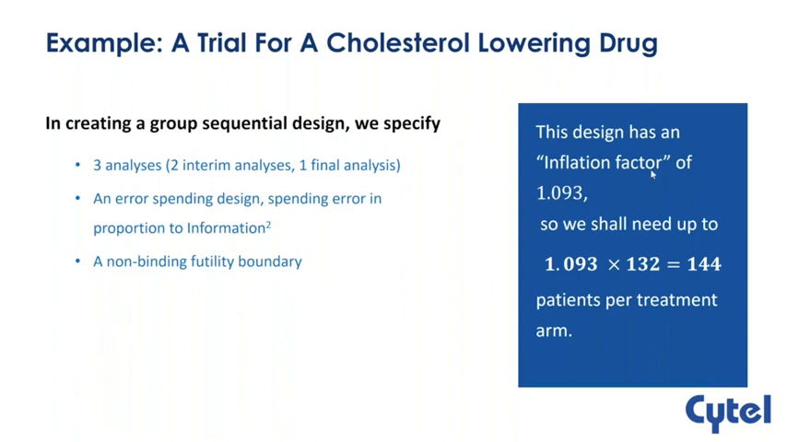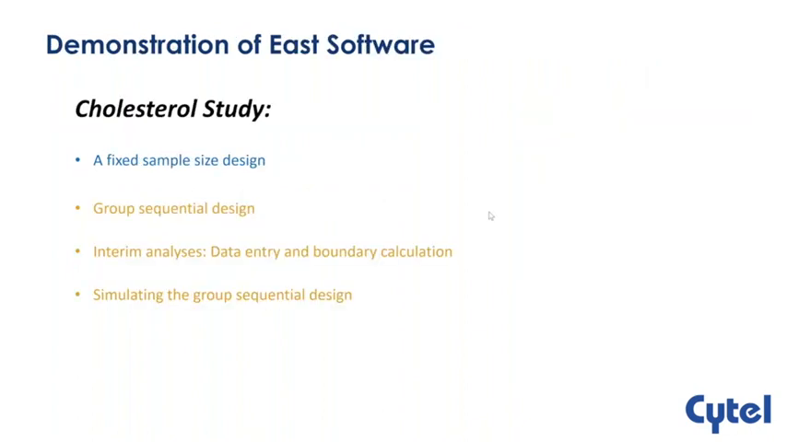And what we can find from our software is that for this group sequential design, we need to inflate the maximum sample size over that of the fixed sample size by a factor of 1.093. So we're adding about 9%, and our target of 132 becomes a maximum of 144 patients per treatment arm. So let's see how this works in EAST. We're going to set up this study. We're going to look at what the fixed sample design is, and then we're going to create the group sequential design and see what happens as we enter data.